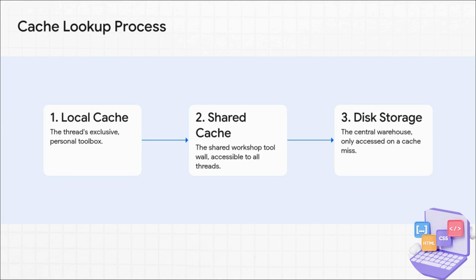Super fast, nobody else can touch it. If the tool isn't there, it looks up at the shared tool wall in the workshop. That's the shared cache, available to all threads. Only if it's not in either of those places does it have to make the long walk back to the central warehouse, the actual data dictionary tables on disk. This keeps disk I/O to an absolute minimum.